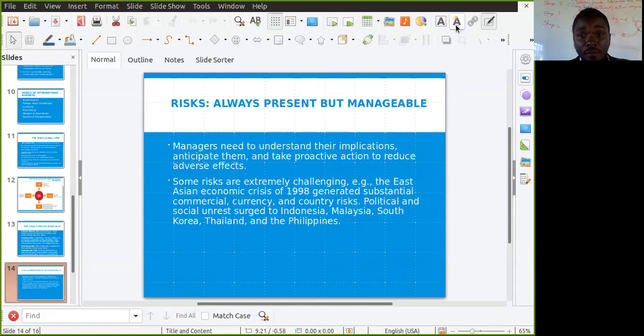Risks are always present but manageable. Managers need to understand their implications, anticipate them, and take proactive actions to reduce adverse effects. Some risks are extremely challenging, e.g., the East Asian economic crisis of 1998 generated substantial commercial, currency and country risk, and political and social unrest surged in Indonesia, Malaysia, South Korea, Thailand, and Philippines. You can read more on this to get full information concerning what truly happened in the East Asian economic crisis of 1998.